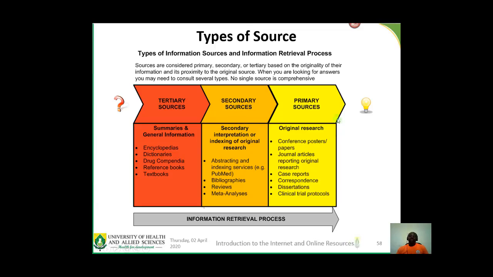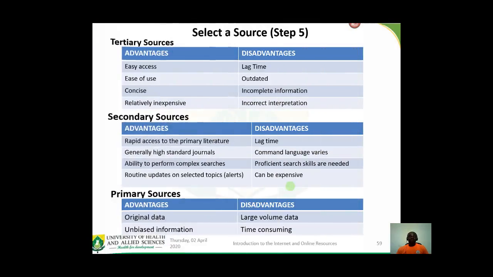Then of course, what about the primary sources? Sometimes the line between primary and secondary is not so thick. It can be very, very faint. For example, journal articles could as well be secondary. Okay, they could be secondary. Then you have case reports, correspondences, dissertations, clinical trial protocols, and all of that. These are all primary sources of information.